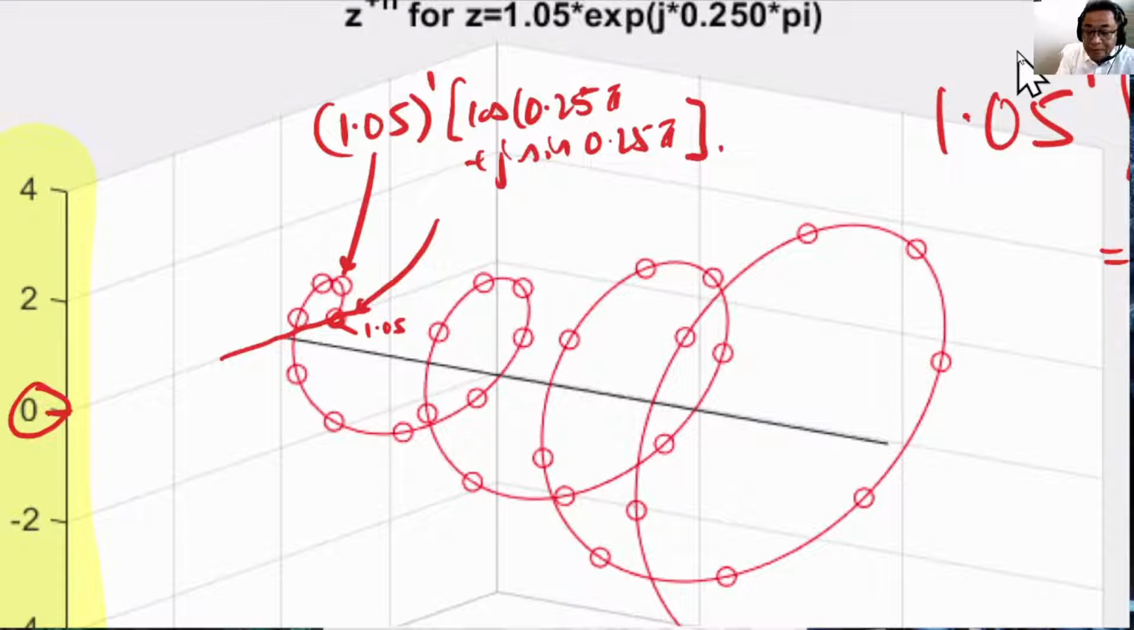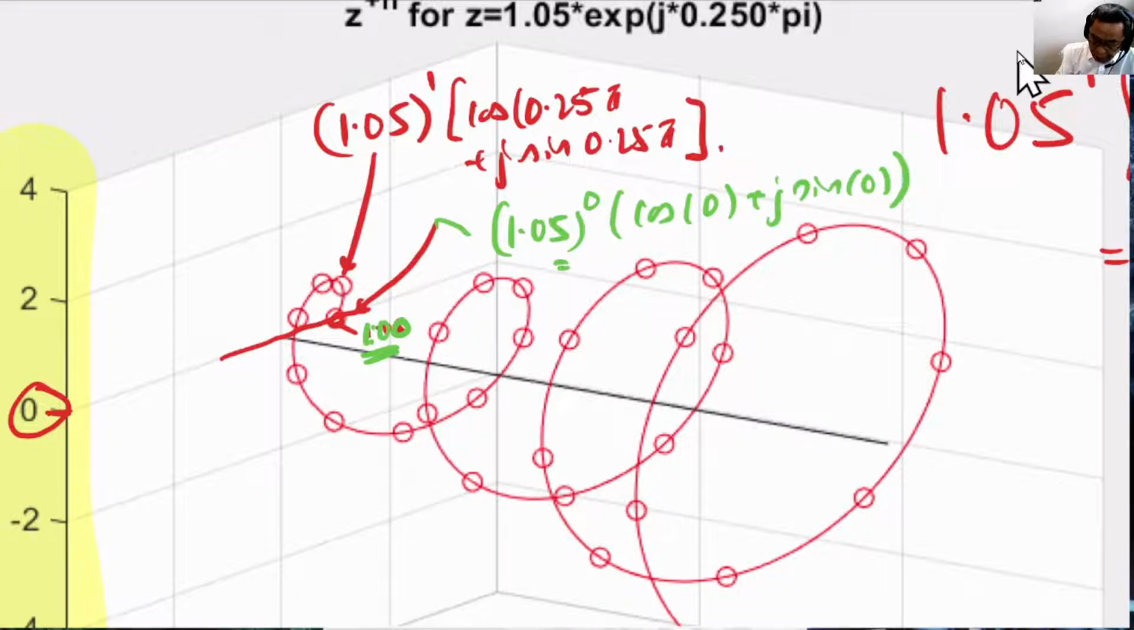I made a mistake just now. This value should be 1.00. The reason being that the original equation's first element is 1.05 to the power of 0 times cosine 0 plus j sine 0. Hence, this value 1.05 to the power of 0 is 1. And cosine 0 is 1 plus j 0. Hence, the final value is 1 plus j 0.